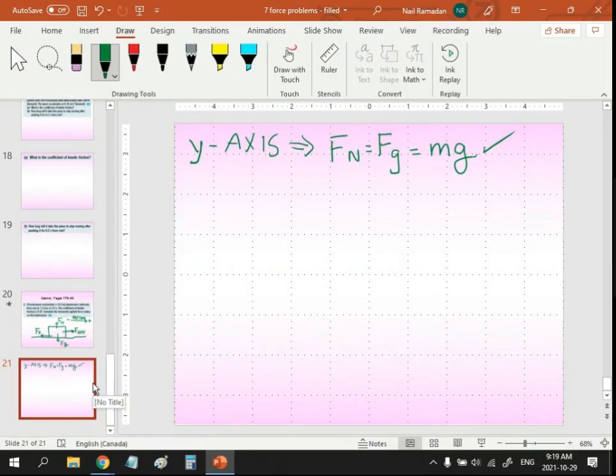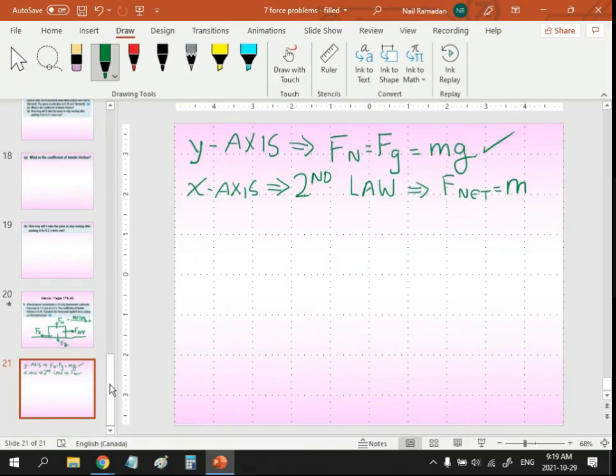How many forces are on the x-axis? Are they pointing together or opposite? So that means one of them is positive and one of them is negative. So let's say x-axis, second law, which is F net equals what? F net equals m a.